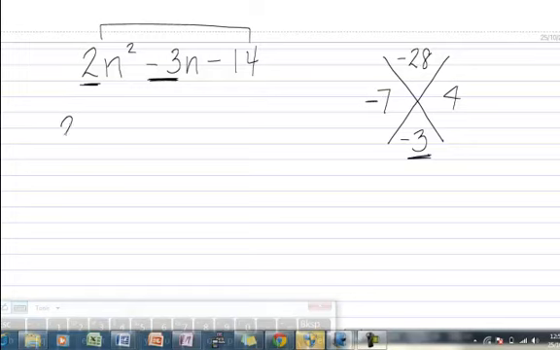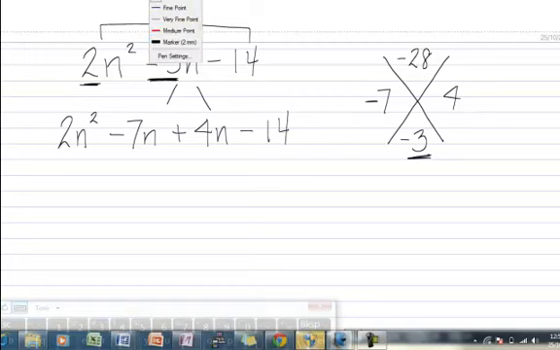Then I do exactly the same thing as the previous question. So I write down everything. I split the 3n into minus 7n plus 4n minus 14. And after I did that, I did exactly the same thing as I did before. I group them as such with two brackets. And then I factor out within each of the brackets.